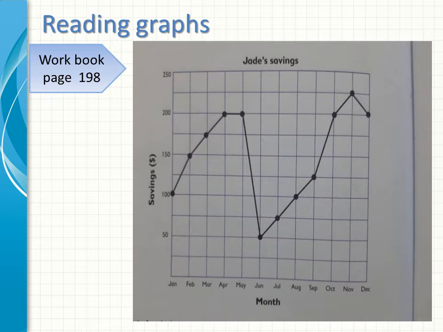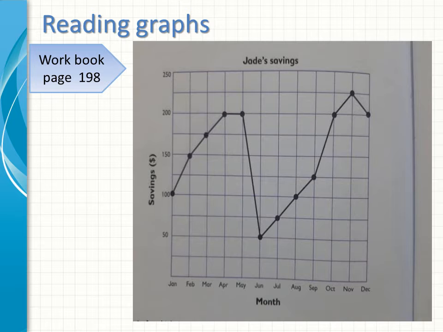Now, we have a black dot somewhere almost in the middle, so let's trace it down to where we have the month. It falls on June. It means Jade saved $50 in her account in June. So that answers the question of what month Jade had $50 in her account. I'll take question G as the second question.